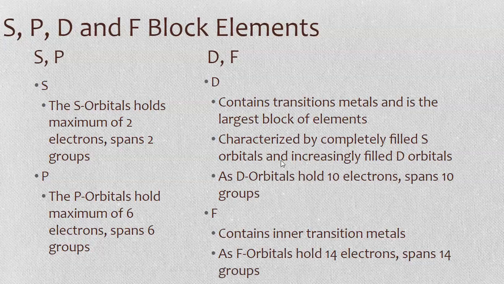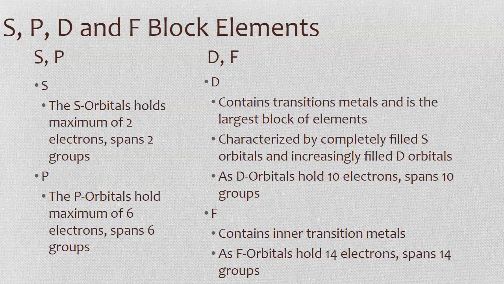And here's some information. We will be discussing this later, but it's good to know that the S orbital holds a maximum of 2 electrons because it spans 2 groups. You add 1 electron for each group. So when you're going left to right, like you're reading a book, for each column you include on that level of that element, you're adding a single electron. The p orbital holds a maximum of 6 electrons because it spans 6 groups.